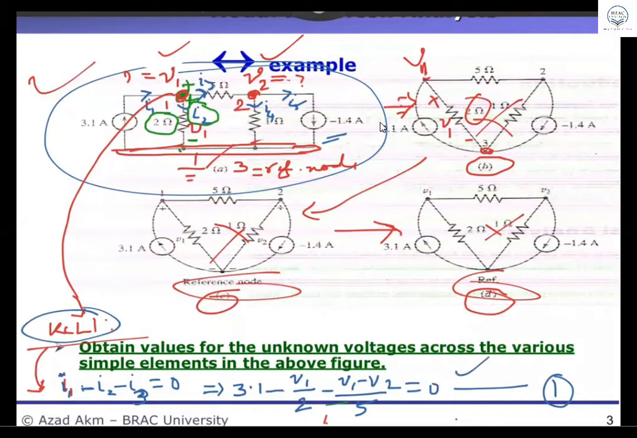Excellent. That's why you need another equation, and that comes from the second node. Second node is this one. Second node gives you KCL 2. So you can see KCL 2 here. If you apply the KCL 2 here, then what do you get?